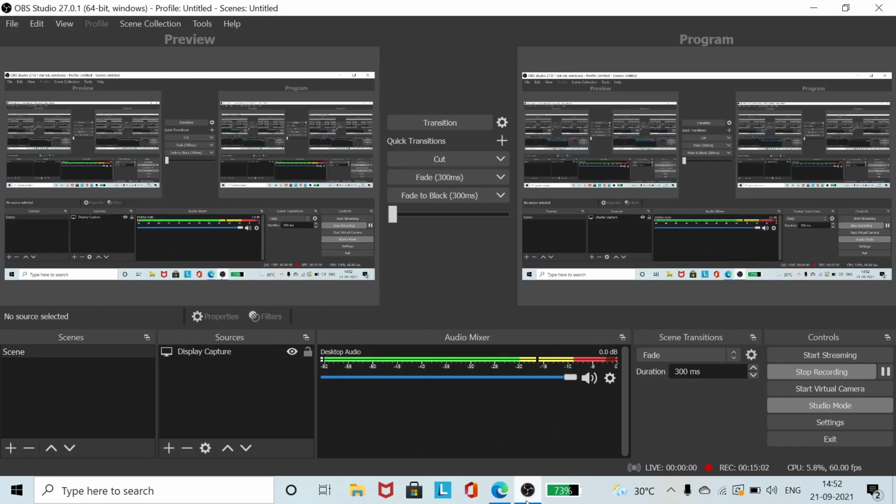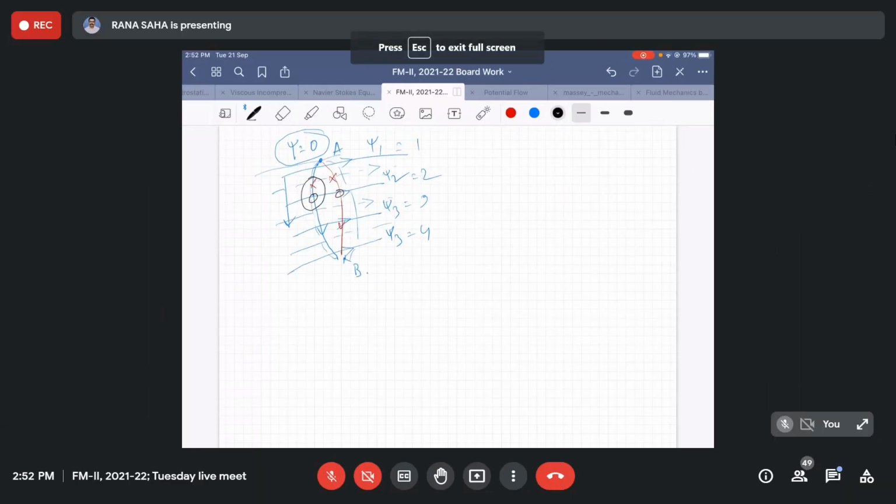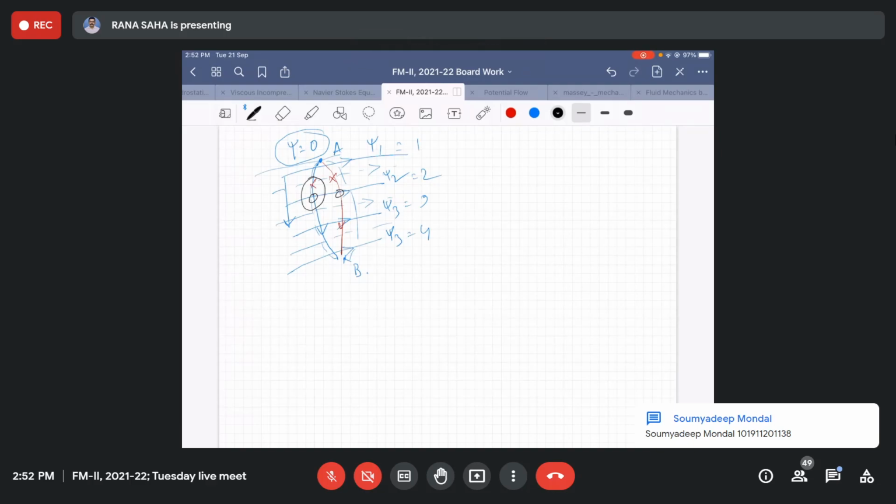Otherwise, if you are following a different sign convention and you are, say, defining velocity potential as del phi del x as u and del phi del y as v, that may end up with a different result in some problem that you may be solving.